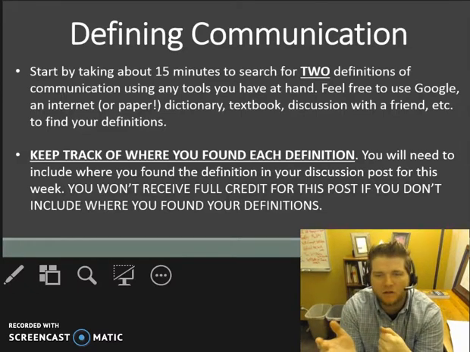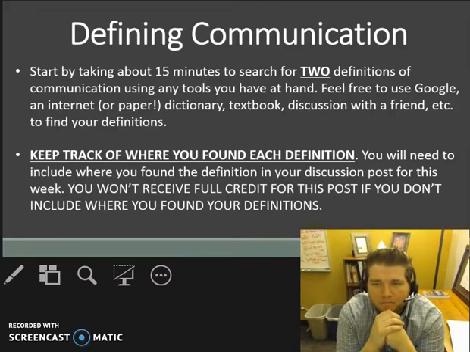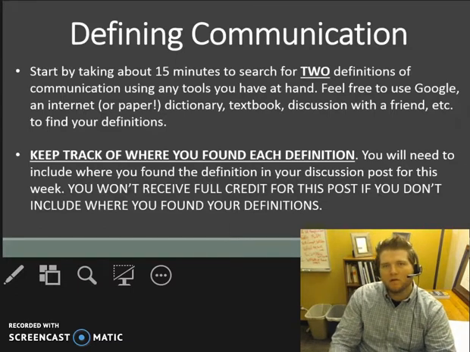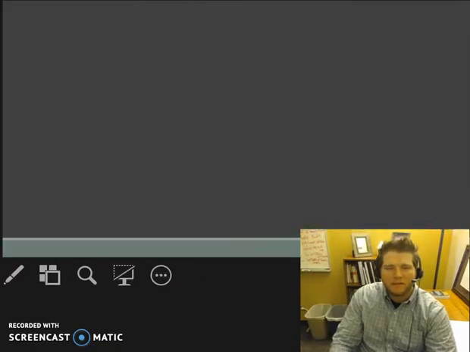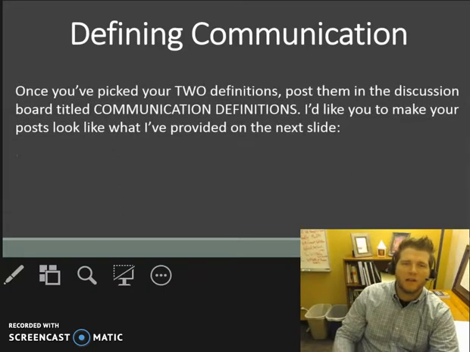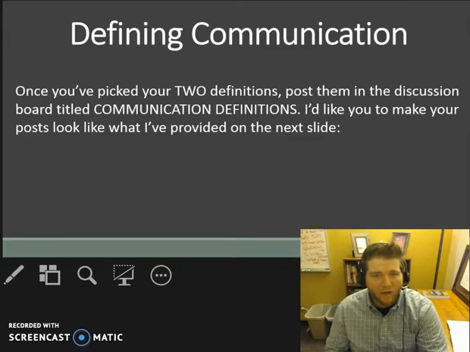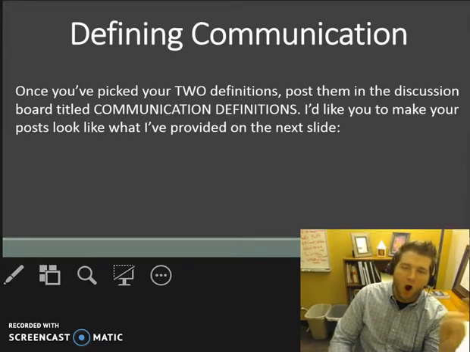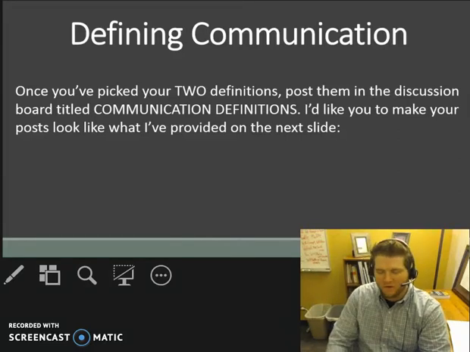And if it's the Wikipedia definition, okay. If it's the dictionary.com or Merriam-Webster, okay. Sure. As long as you like them. Okay? So pick your two definitions. Don't worry too much right now about if someone else has the same one. I'm not going to freak out too much if people have the same one right now, okay? So spend some time, pick your two definitions, and then once you've got them, I want you to take them and post them in the discussion board titled Communication Definitions. And I'd like you to make your posts look like what I'm about to show you. And by the way, all these directions that I'm giving you right now are in the discussion section for your reference. So this is not the only place where you can get those.